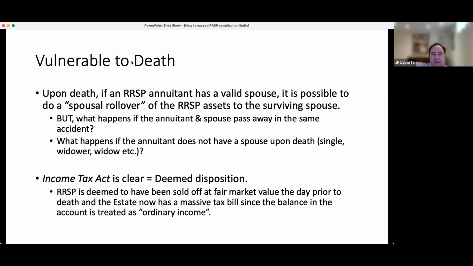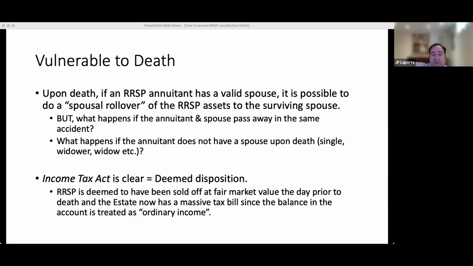So upon death, if someone with an RRSP has a valid spouse, it is possible to do a spousal rollover. But a lot of physicians, a lot of Canadians, may not have a spouse at death. The spouse may pass away in the same car accident. They may be divorced. They may be single. They may be a widower, a widow. There's all kinds of situations where people with RRSPs pass away and can't do a rollover.